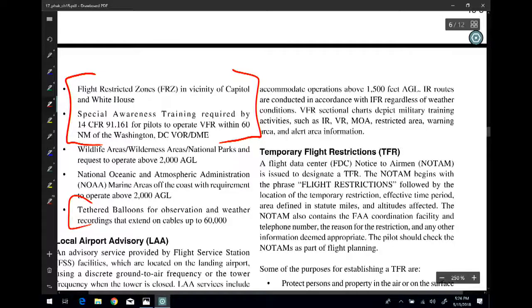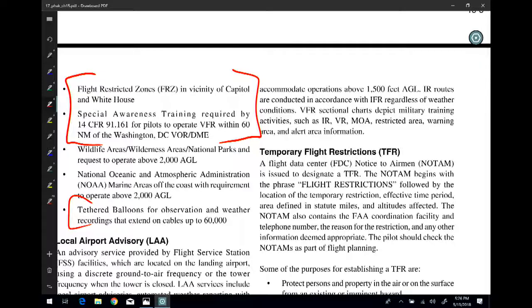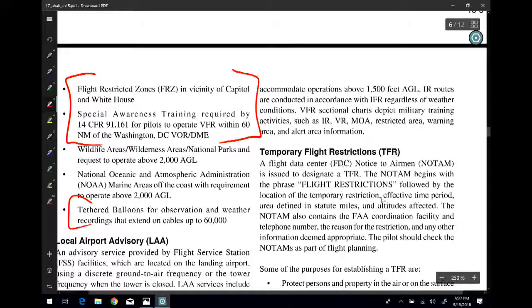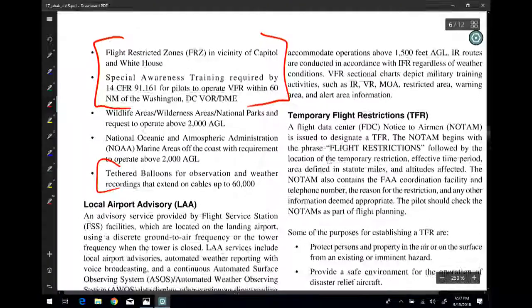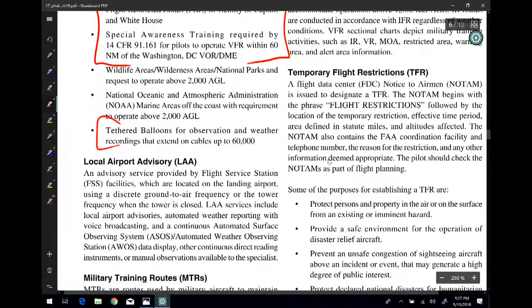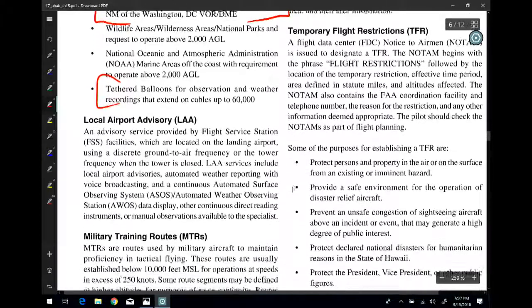Some of you that remember flying around the Naval Air Station near Key West will remember what happens just northeast of the airport. There is an area there where they have these balloons up to, I think it's 3,000 feet or 5,000 feet, and on these cables, and those cables are pretty much invisible. Local airport advisory services here. This is going to be, again, information around an airport. A lot of that is going to be weather information that they give you.